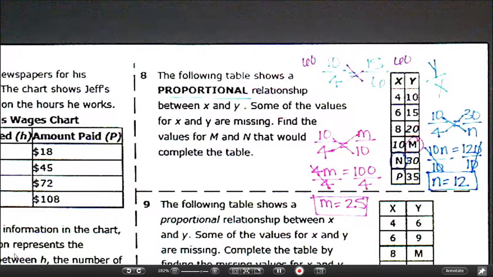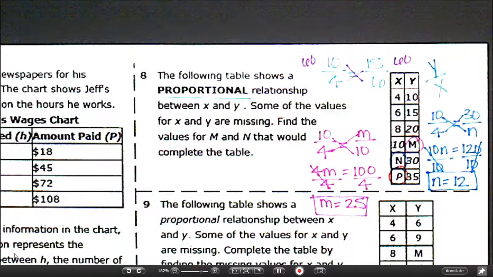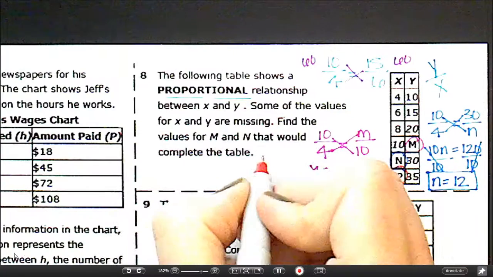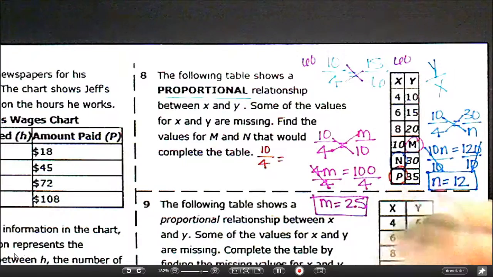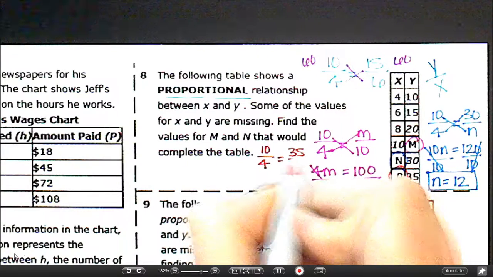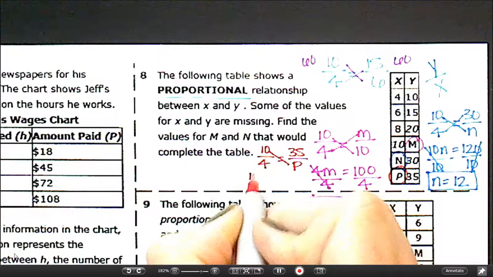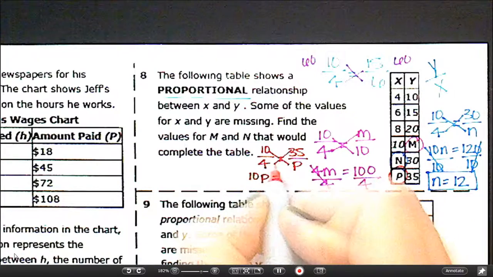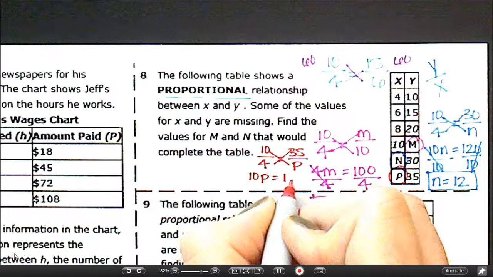And let's do one more. Let's go ahead and test point P, even though the question didn't tell us we had to. Okay, we have 10 over 4 equals 35 over P. 10P equals 4 times 35. In your calculator, it's 140.